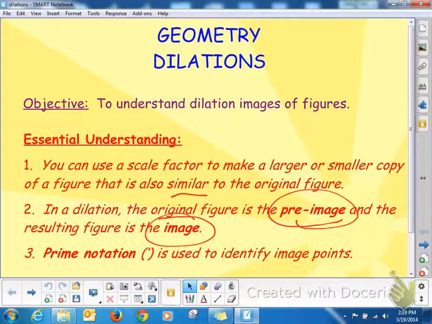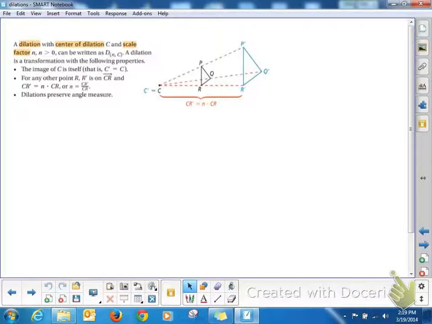So if I had a point A, then if I were to make an image of point A, I would call it A prime. That's what that apostrophe would mean, A prime. A dilation with center of dilation, so in this case the center of dilation is C, and a scale factor we call n. The scale factor, n, is always going to be greater than 0. It can be written as: dilation with the scale factor here, and then the center point. So this is written as dilation with a scale factor of n and a center point C.